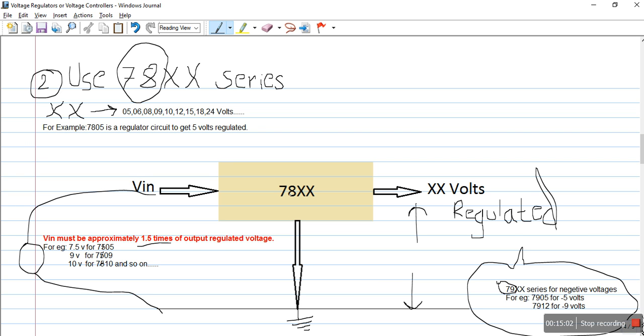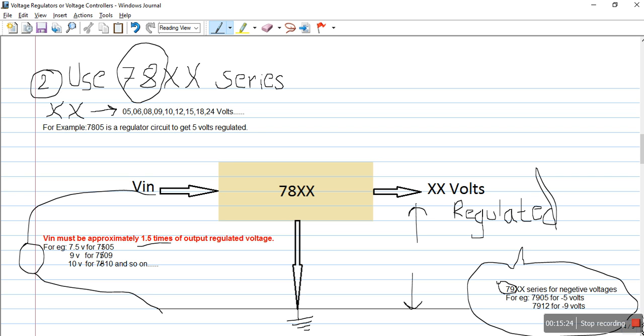So this is the 78xx series. Now see, for 5 volt regulated voltage, I should give minimum 7.5 volt. What is the maximum voltage I can give to the input? Is it like 20 volt, 30 volt, 40 volt, 50 volt, 100 volt? It is not possible, right?